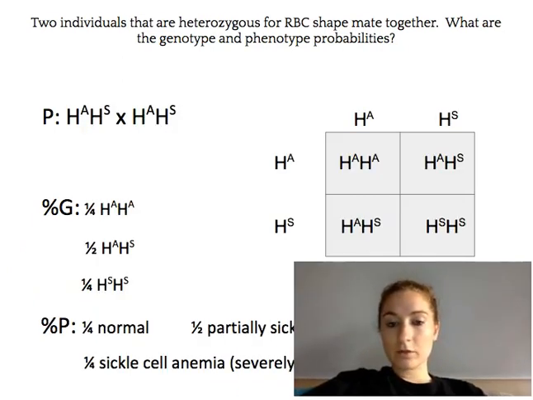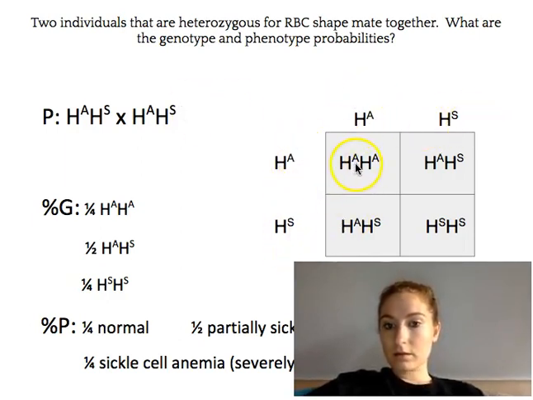So in this example, it shows using superscripts for the shapes of the red blood cells. So you would have a heterozygous person with an A and an S, and you would have another individual with an A and an S. So they are heterozygous for sickle cell anemia. You would cross those two.